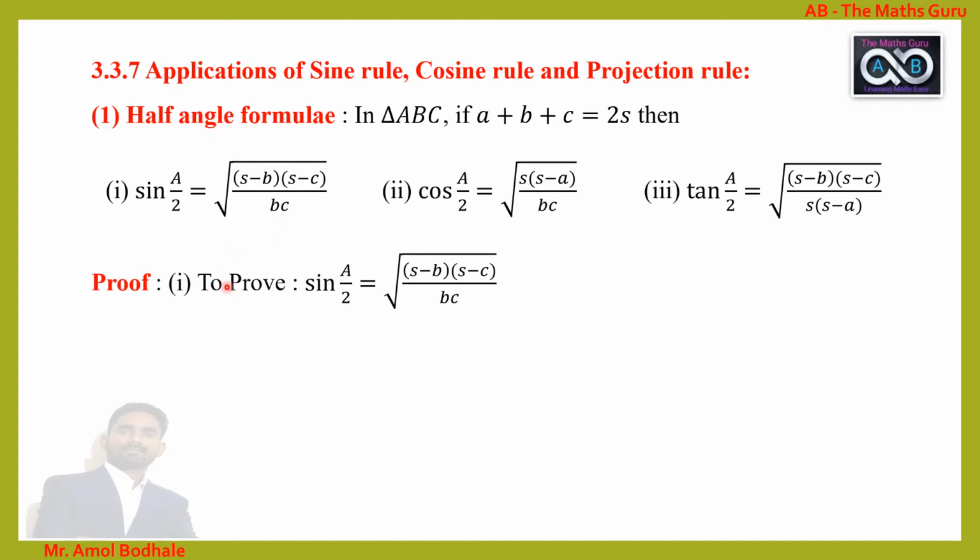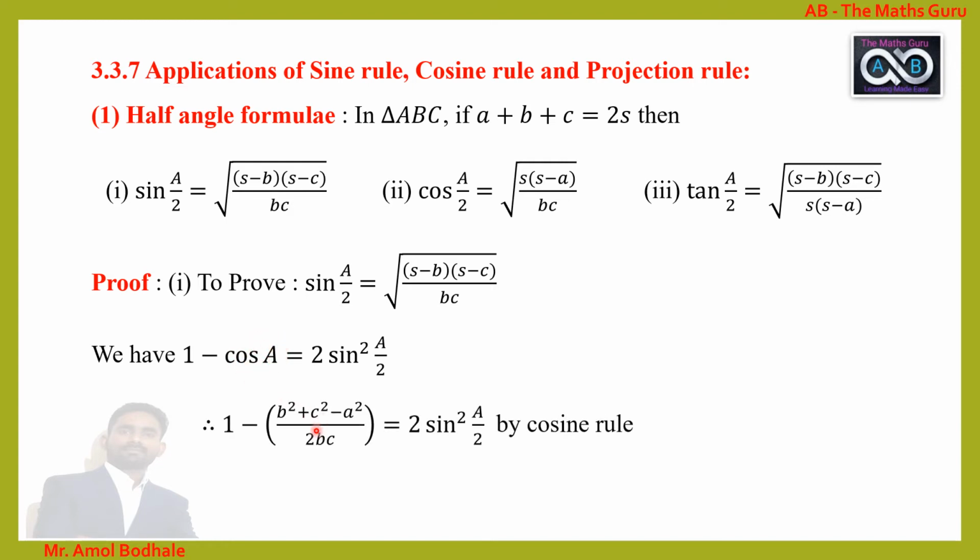So first we are going to prove sine of A by 2 equal to square root of s minus b, s minus c upon bc. To prove this statement, we require the identity containing sine of A by 2. As we have learned in 11th, the formula 1 minus cos A is equal to 2 sine square A by 2. So to prove this statement, we will put the value of cos A by using the cosine rule.